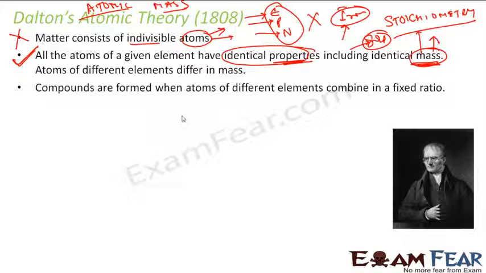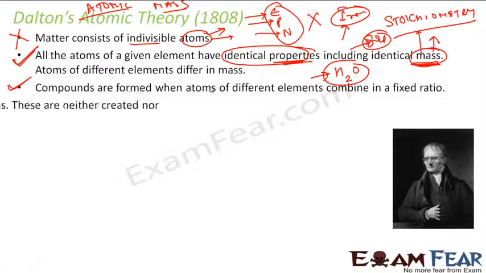Compounds are formed when atoms of two different elements combine in a fixed ratio. This is correct today also. If you take two different elements, for example hydrogen and oxygen, you combine them in the ratio two hydrogen to one oxygen, you get water. So there's a compound that you get when atoms of two different elements combine in a fixed ratio. All this was part of Dalton atomic theory in 1808.